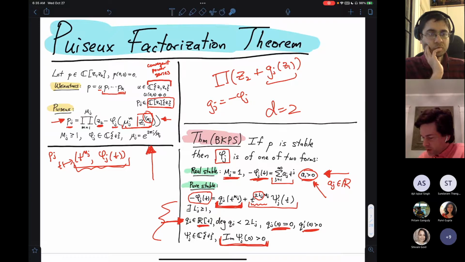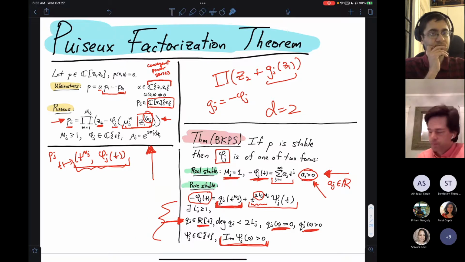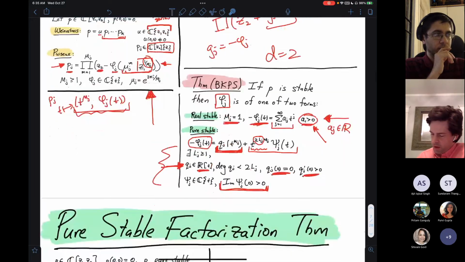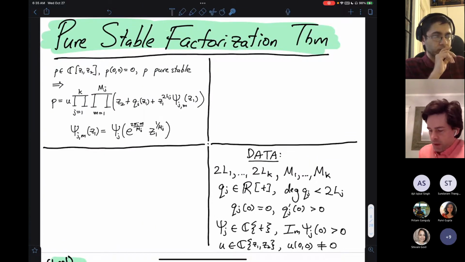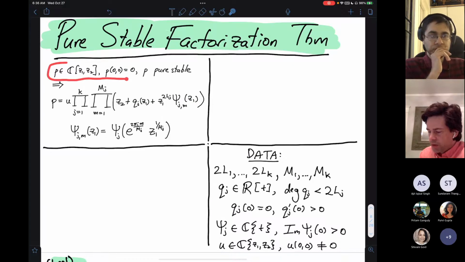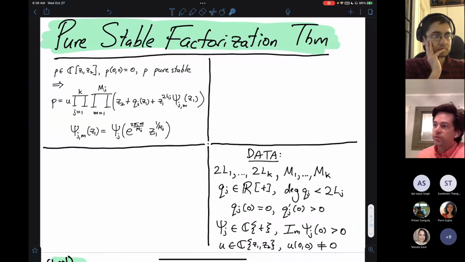Okay, so now the next thing, I'm just going to rewrite this theorem, which I'll call the pure stable factorization theorem, just to write out all of this detail. I'll separate it out into the factorization and all the data required. And this is just a restatement of what was done in the pure stable case on the last slide. So I have P with a 0 at the origin, which is pure stable. And so it factors into all this stuff from the last slide. So you have the Weierstrass factorization and then the Puiseux factorization, but we've described what the Puiseux functions look like. And so they all have this form here.